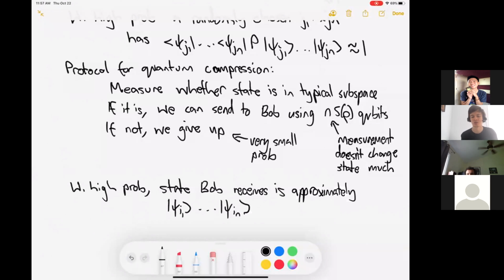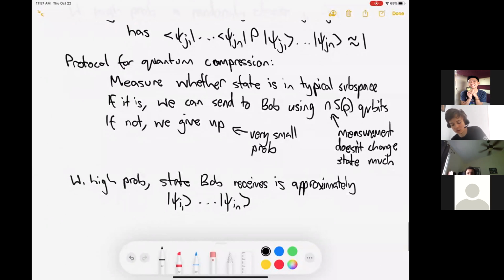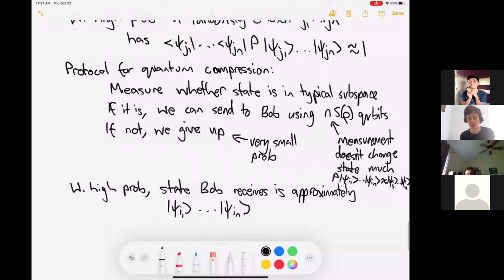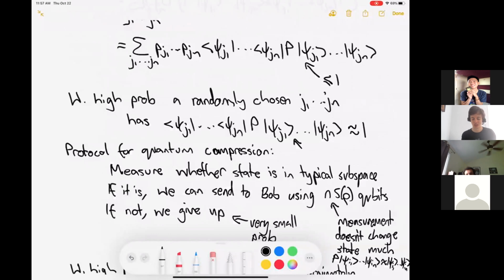Okay. Any questions on how that all worked? What do you mean by measurement doesn't change the state much? So it just means that P psi i1 dot dot dot psi in roughly equals psi i1 dot dot dot psi in. Right, so we know this must be true with high probability because we know this is true with high probability, right? And the projector can't increase the norm of the state. So you can think of this as an inner product between psi j1 to n and P of psi j1 to n. And one of those is normalized, one of them is subnormalized, so that if their inner product's close to 1, they must both be basically the same state. Is that clear?